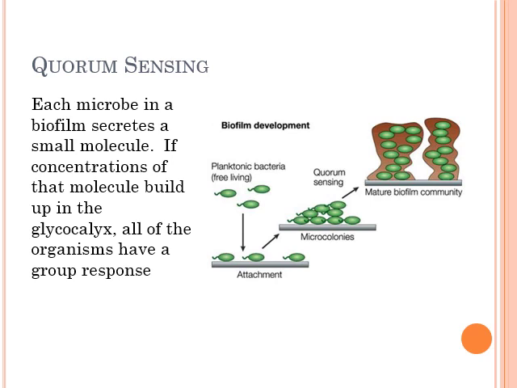So you've got a population that's building up. They're each putting out molecules that say, I'm ready to do X or I'm ready to do Y. When the glycocalyx gets filled up with enough of a single type of communication molecule, suddenly every cell in that group will do that same process, whatever that process may be.